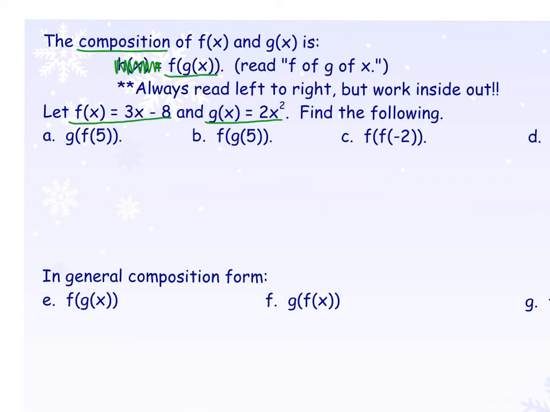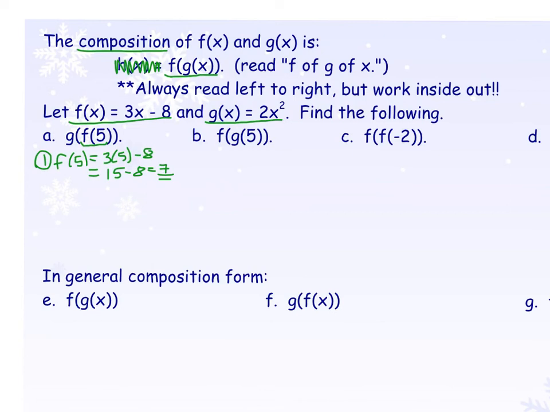We want to evaluate inside out, which means we're going to actually find the output for f of 5 first. So there are only going to be two steps. The first step is to evaluate that inside function, f of 5. So wherever we see x in the f of x function, we plug in 5 in its place. 3 times 5 minus 8. 3 times 5 is 15, and 15 minus 8 is 7. There's step 1. That's the output for f of 5.